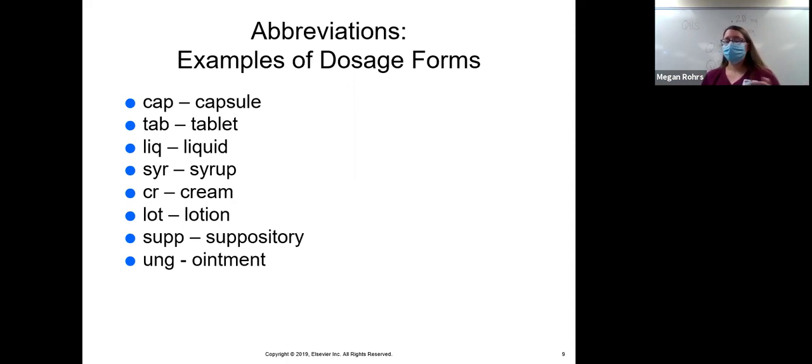Yeah, so it's going to be inserted into a cavity in the body and it will dissolve. So like Jordan said, you can have rectal, you can have vaginal, or even urethral suppositories. We're gonna make some suppositories this quarter in the lab. That'll be fun. And then ointment, this one's a little different, UNG. Sometimes they use that to abbreviate ointment.